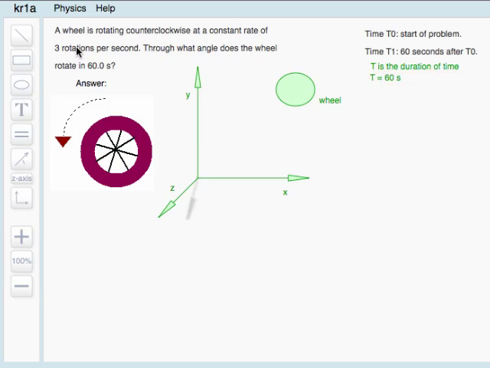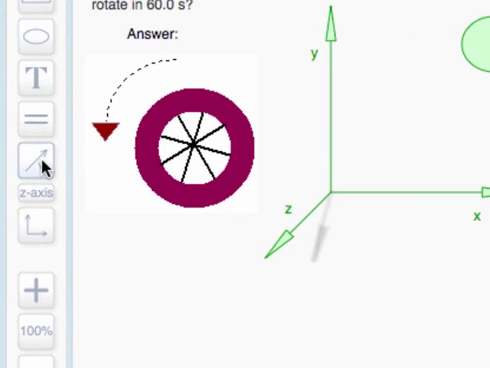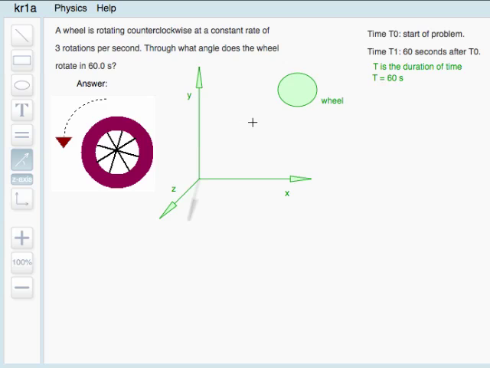It says we have a rate of 3 rotations per second. So that's angular velocity, and we're going to symbolize this with omega, since that's the conventional character symbolizing angular velocity. So I'm going to come over here and grab the vector tool, but since this is rotational and going around the z-axis, we're going to enable the z-axis so we can draw it in the z-axis.